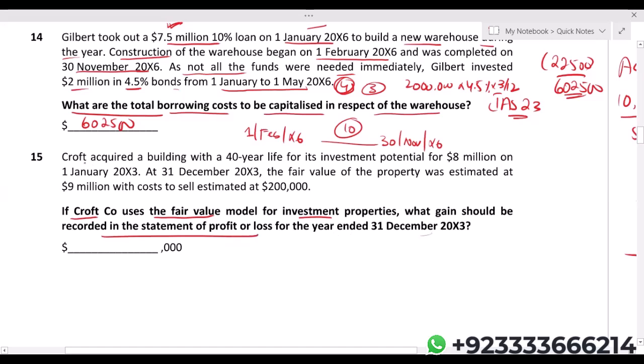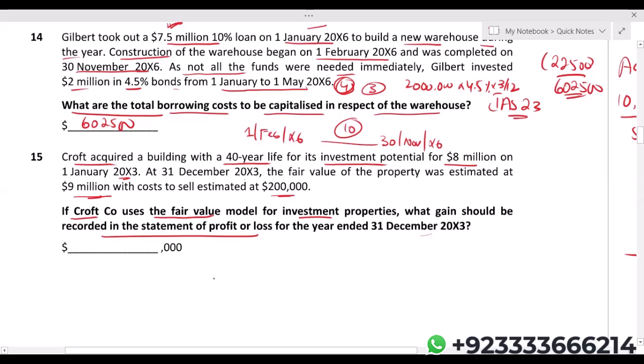So if Croft Company uses the fair value model for investment property, what gains should be recorded in the statement of profit and loss for the year ended December X3? Let's see. Croft acquired a building with a 40-year life for its investment potential for 8 million. On December X3, the fair value of the property was estimated at 9 million, with cost to sell of 2 lakh. If Croft uses the fair value model for investment property, what gain should be recorded?